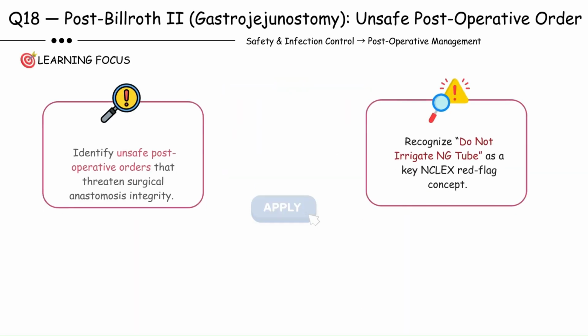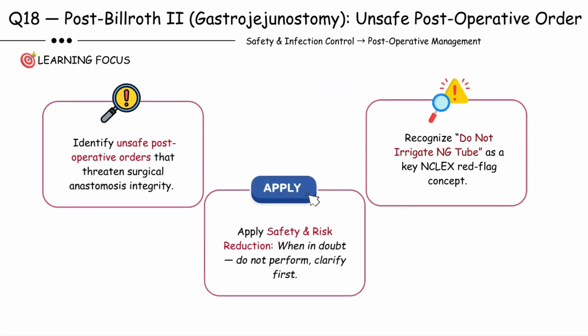Key takeaway: your next step after identifying an unsafe order is simple. Pause, protect the client, and clarify the prescription. If an order threatens the surgical site, you don't perform it, even if it appears on the chart.